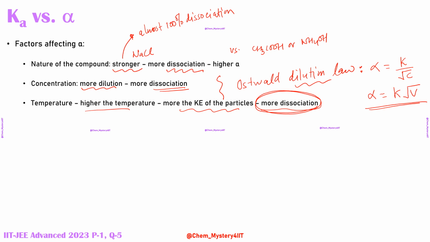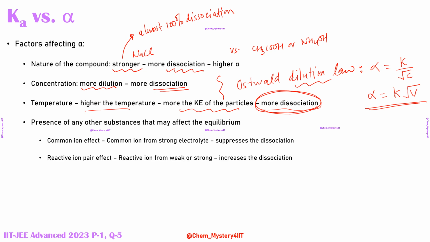Also, there is an important point, which is the presence of other species in the solution. If you have another substance which can exert a common ion effect or a reactive ion pair effect, these two things will very much affect the degree of dissociation, for weak electrolytes in particular. When any common ion is present from some strong electrolyte, this will suppress the dissociation of the weaker electrolyte in particular. This effect would be there in strong electrolytes as well, but it is much more pronounced for weaker electrolytes. And then we have the opposite effect, which we call the reactive ion pair effect, which is when one ion from the weak electrolyte combines with another ion from a strong or weak electrolyte. This time the other electrolyte can be weak or strong, it doesn't matter.